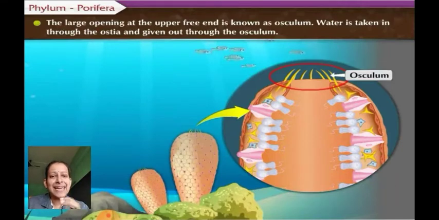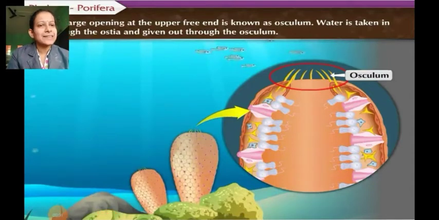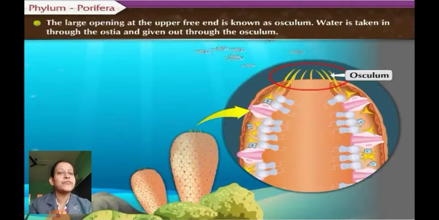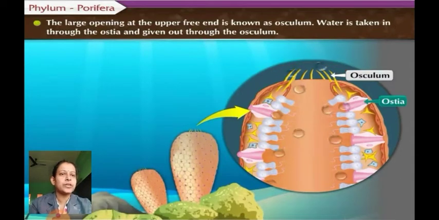That, which is shown in red color, is called an osculum. When they are taking up the smaller organisms, I have told you they take in water along with that. So water, along with the organisms, enters through the ostia, and then it is released out from the osculum. That is the large opening present at the upper free end of the poriferans. So ostia and osculum are two different types of opening pores on their body. Therefore, they are called poriferans.